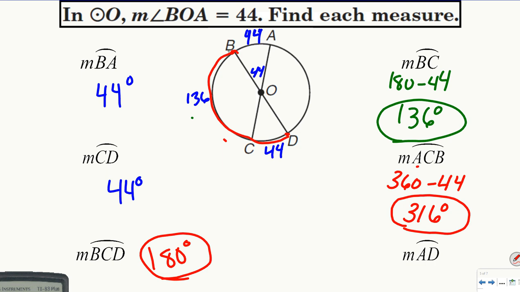And lastly, AD, a couple different ways you can do it. Again, you can look at this as a semicircle, so it's 180 minus the 44 just to get from A to D. You can look at it if this is 136, this is 136, vertical angles, this is 136. So if that's 136, that arc is 136. So you can either do 180 minus 44, or know if this angle here is 136, then this arc here is 136.